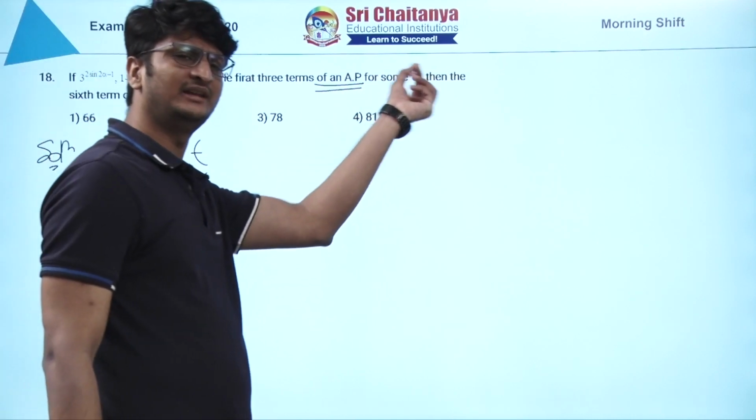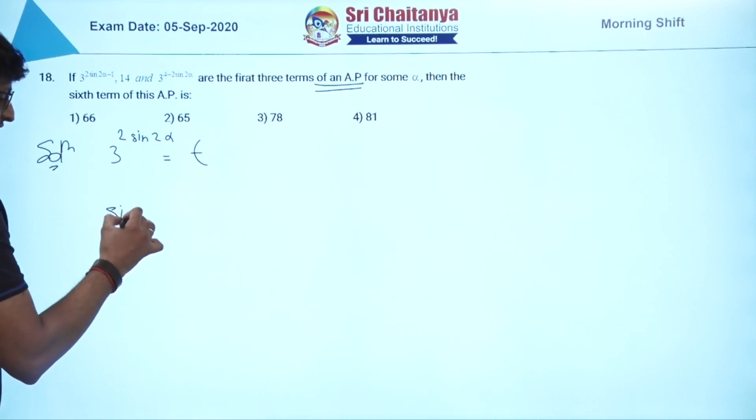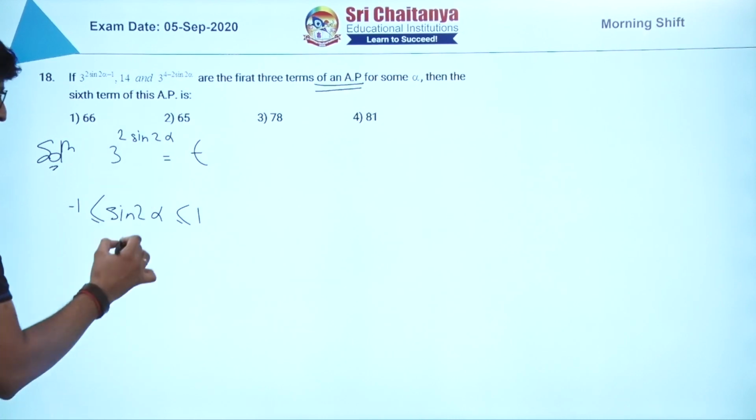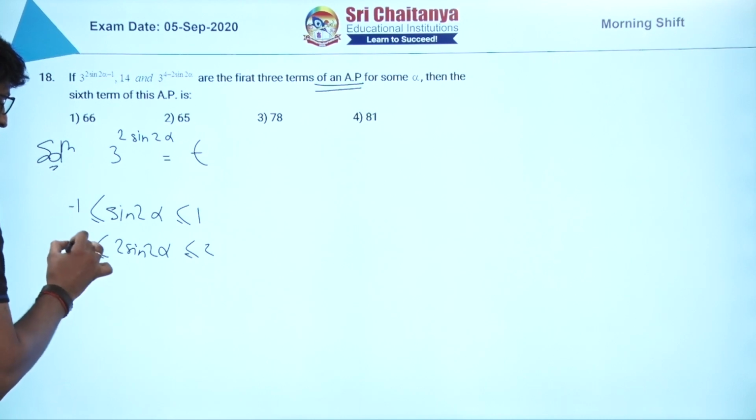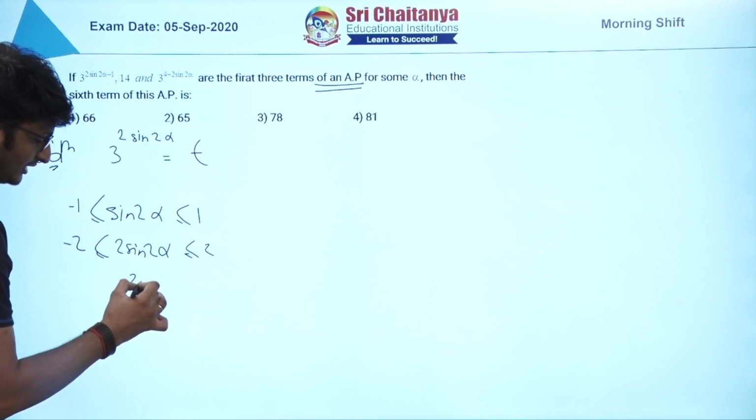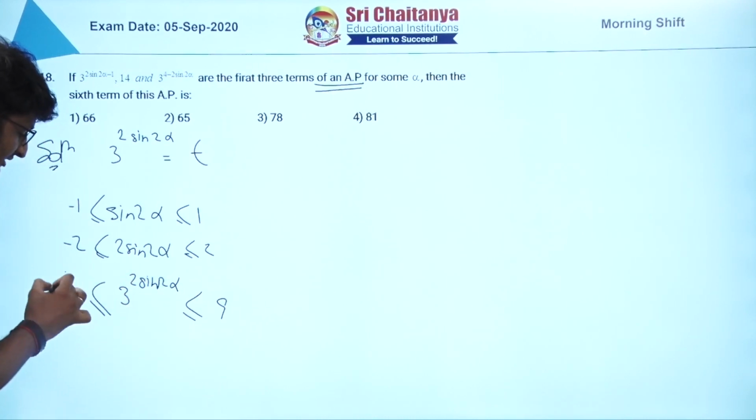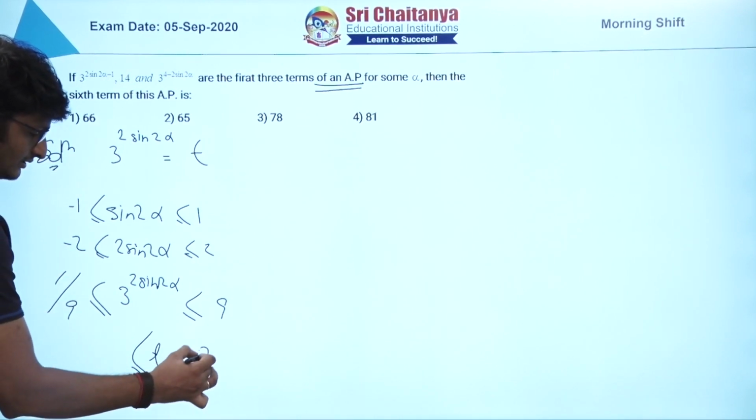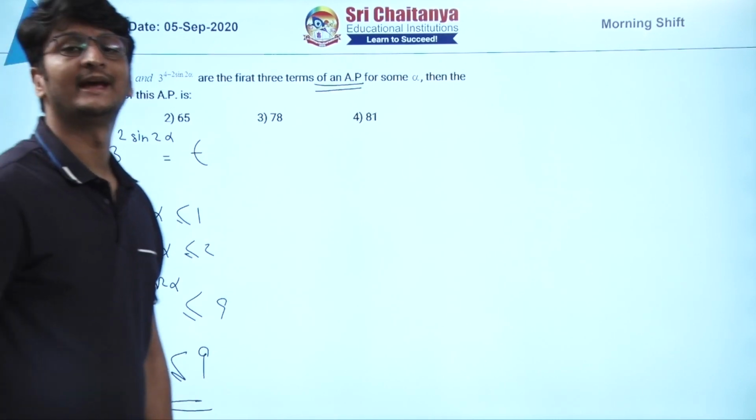Alpha can be any real number. So sin 2 alpha will be from minus 1 to 1. Twice of sin 2 alpha will be from minus 2 to 2. We have to put 3 as an exponential function over this, an increasing function, so it will be 9 and the lower value has become 1 by 9. So, you should make sure that t should always be from 1 by 9 to 9, otherwise other values won't be acceptable.